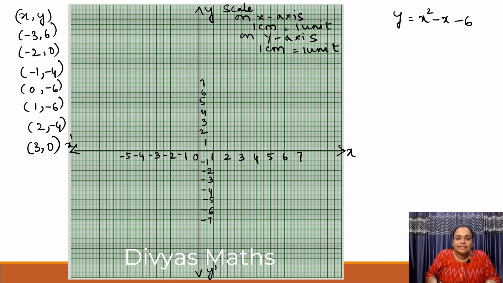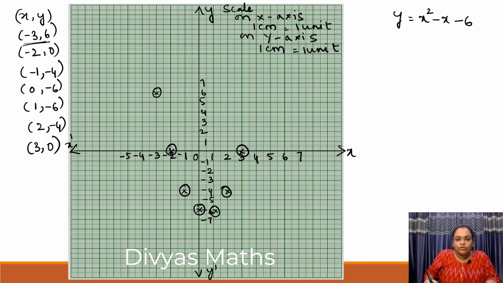So the first coordinates are minus 3 and 6. Minus 3 on the x-axis, 6 on the y-axis. It is here. And the next one is minus 2, 0. It is here. The next is minus 1, minus 4. It is here. The next one is 0 and minus 6 is here. The next one is 1, minus 6, it is here. 2, minus 4, it is here. 3 and 0, it is here.